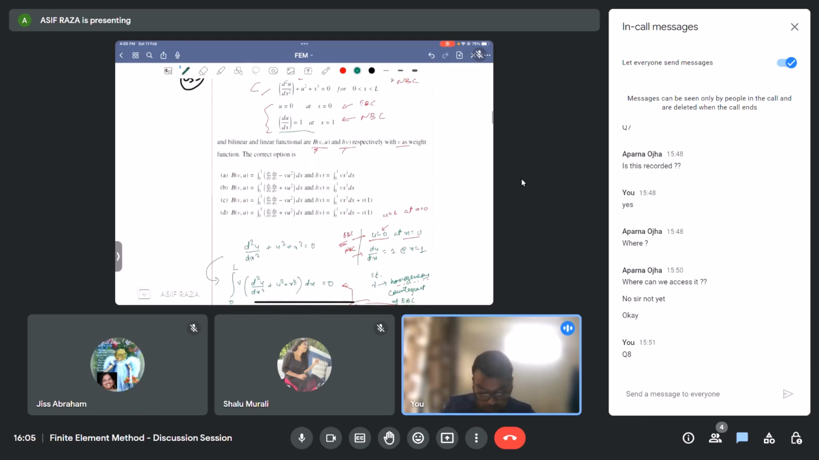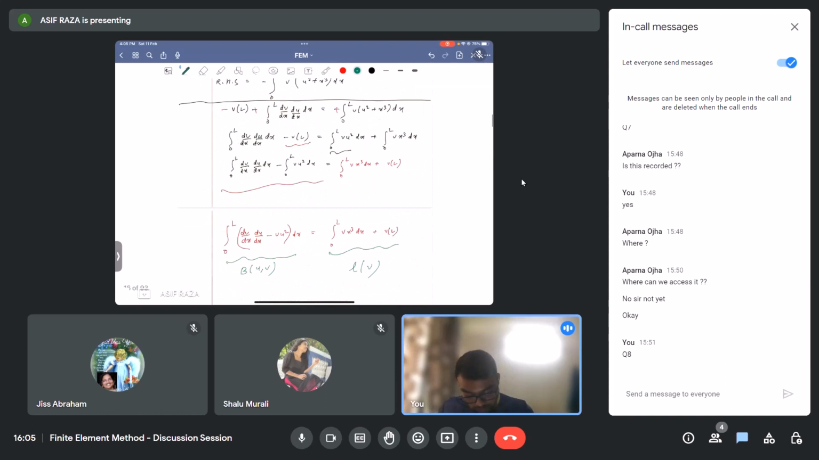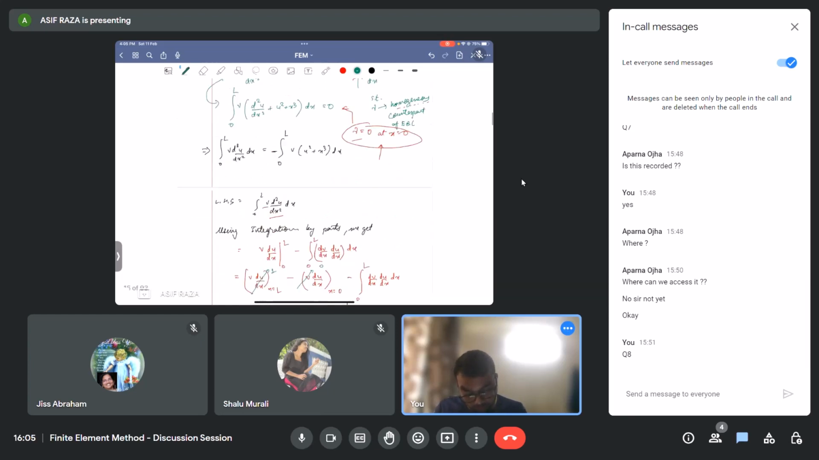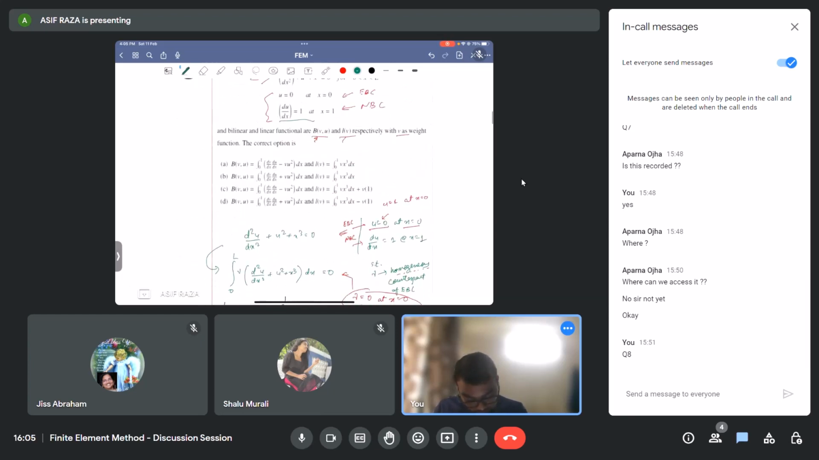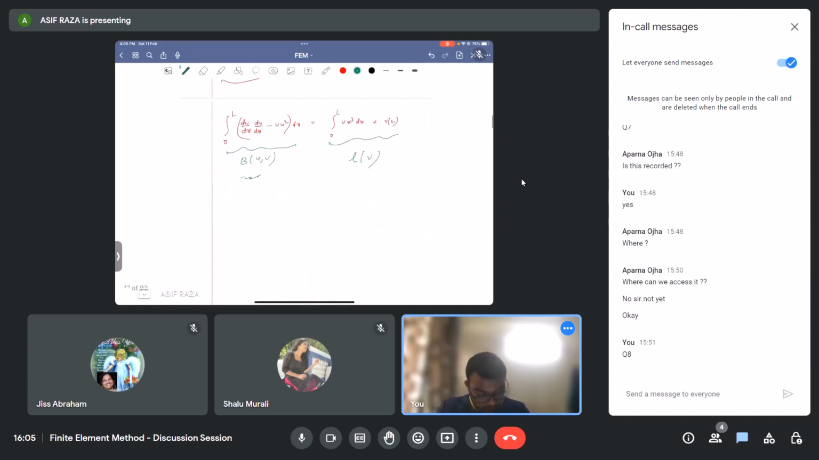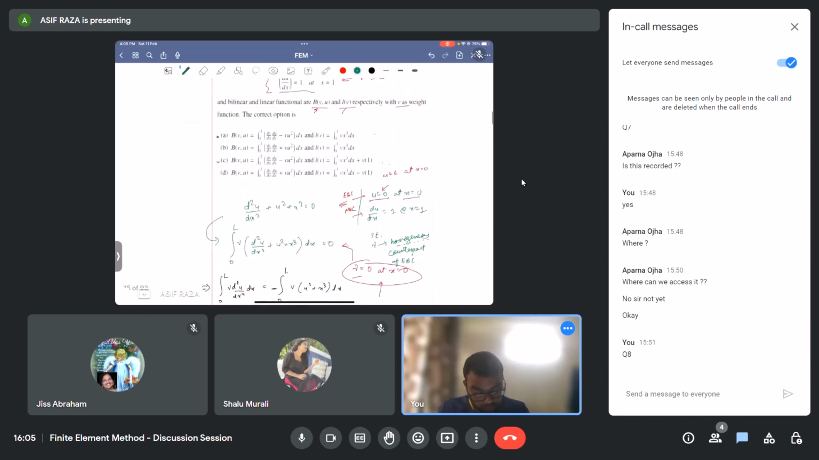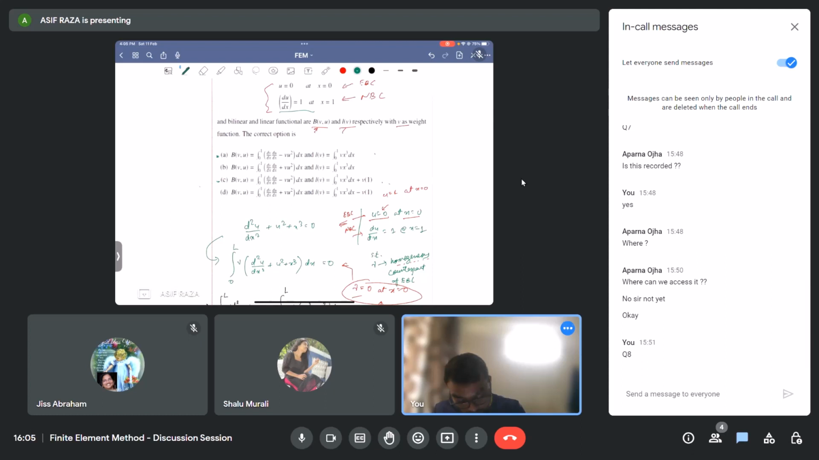So with that regard, B(V,U) would be this: dv by dx du by dx minus V u square. So with that, either option this and this. So we need to match this or this. So we have this as a linear term. So the correct answer would be option C.